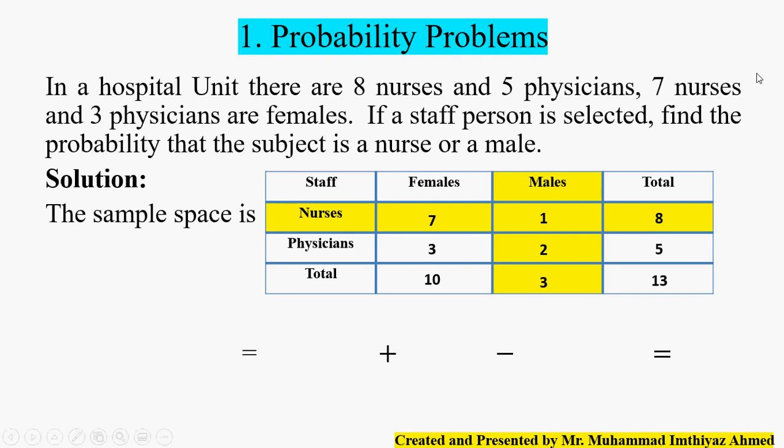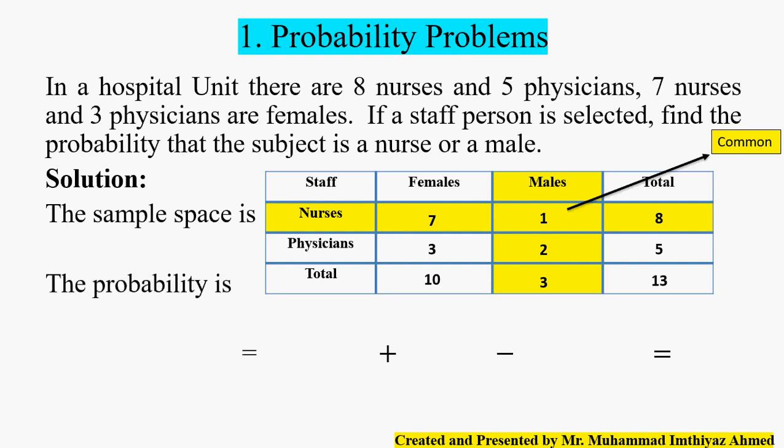Now, the question says, find the probability that the subject is a nurse or male. So that is why I have underlined in yellow, that is nurse as well as male. Now, after highlighting nurses and male, we can see one common male nurse is appearing. This we need to reduce as below.